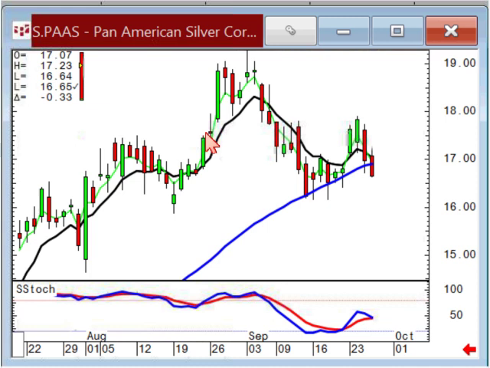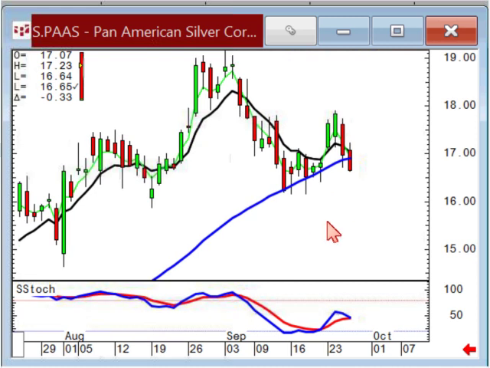Notice right here, we had a doji sandwich breakout. Gave us at least another good trade. And it was right up here in the overbought condition.